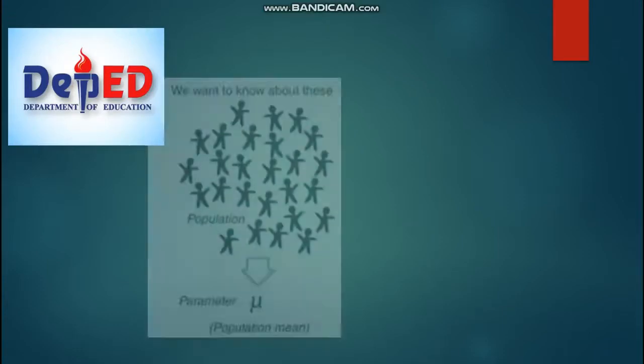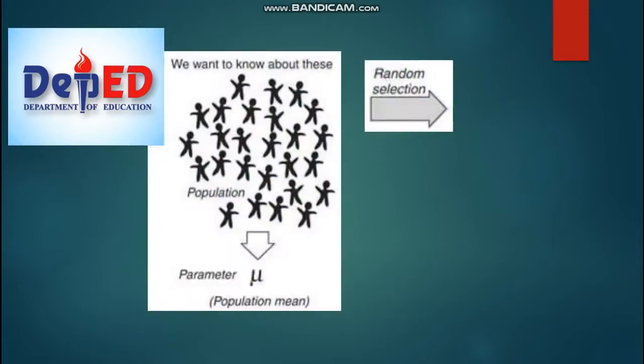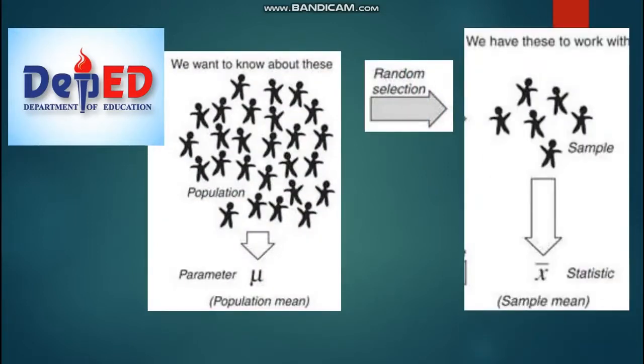Therefore, if DepEd wants to know the math performance of the grade school pupils in the entire country, what it needs to do is to randomly select samples from the population, okay, and do some statistics from this sample data. And then, based from these statistics, we can know or understand or we can conclude or make inference about the population.